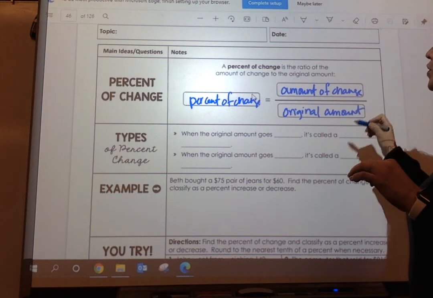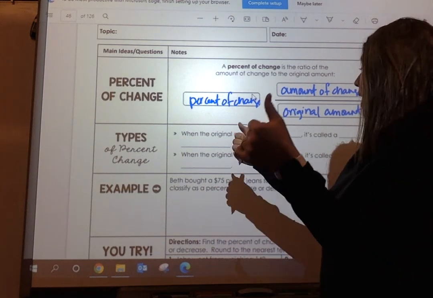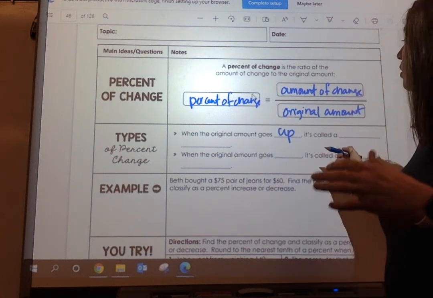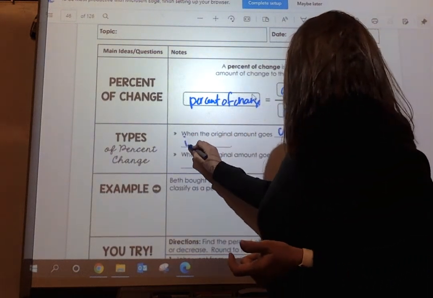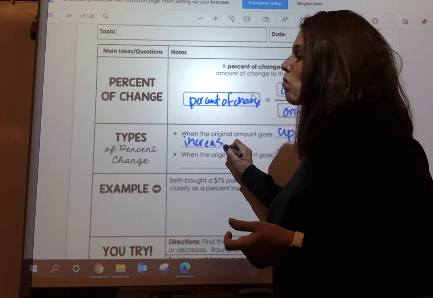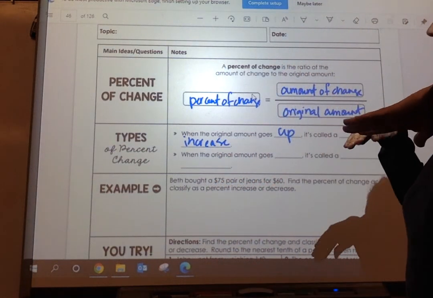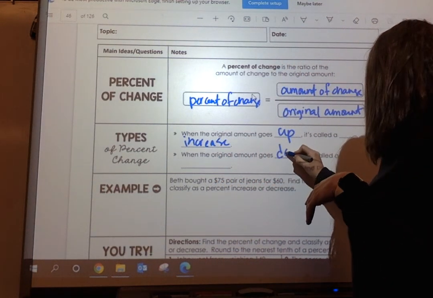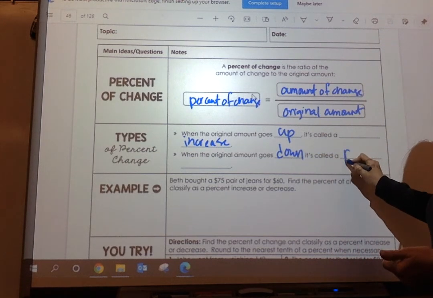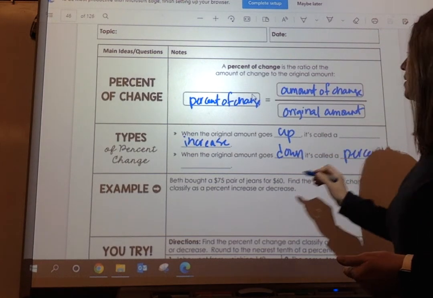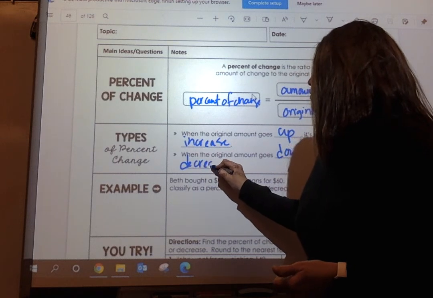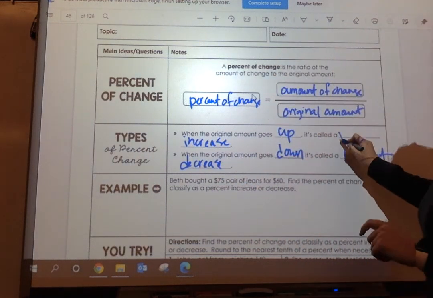Okay? So when the amount goes up, it's called a percent increase. And when the amount goes down, it is called a percent decrease, right? Increase up, decrease down.